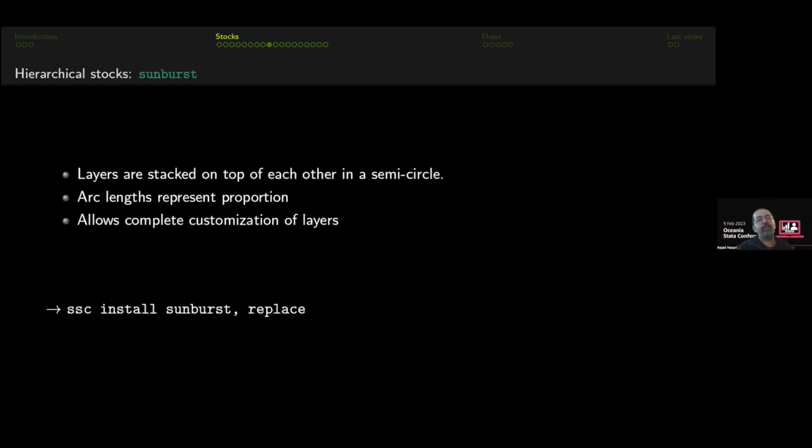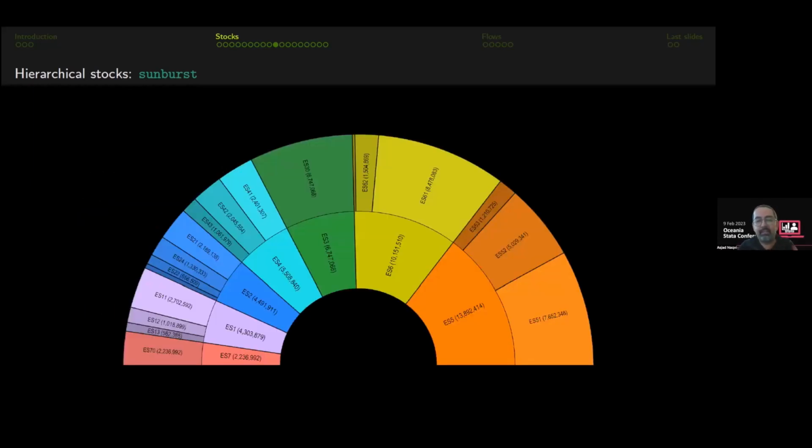Then moving on from this is the sunburst plot, where we have layers stacked on top of each other in a semicircle. I'm still working on the full circle, but a semicircle also fits nicely on the screen. This is the same data shown as a sunburst plot, where you have the first layer laid out in an arc. The size of the arc represents the proportion of each region, and then that region is further subdivided into smaller regions.